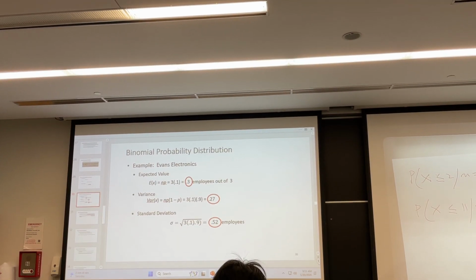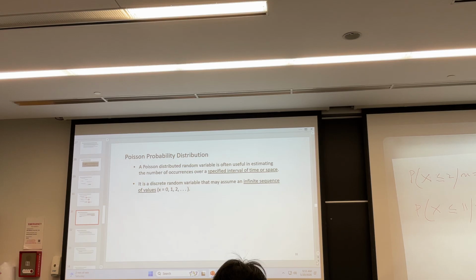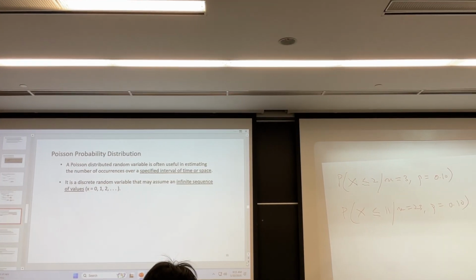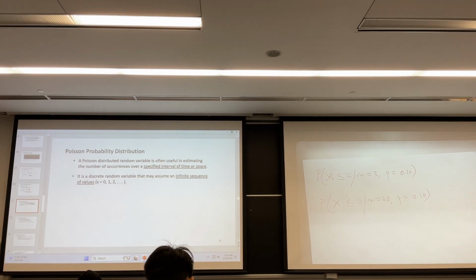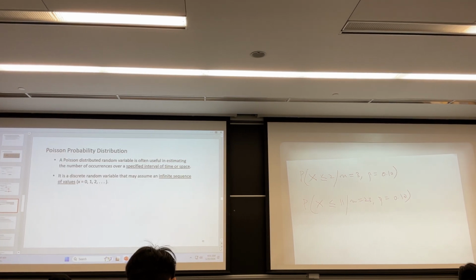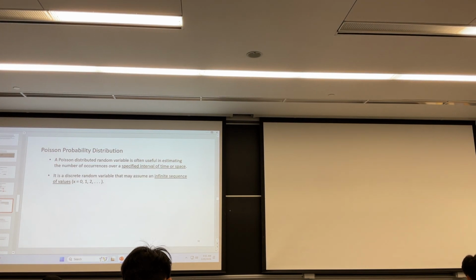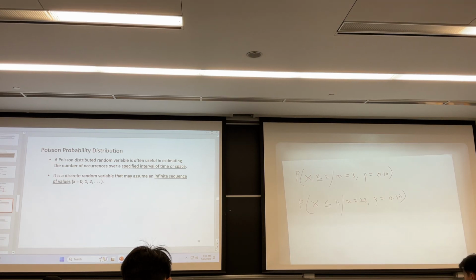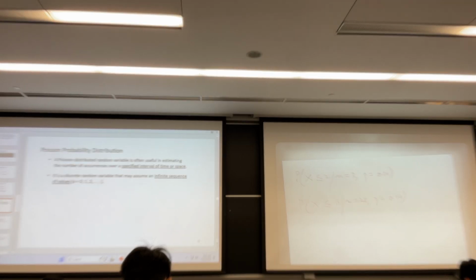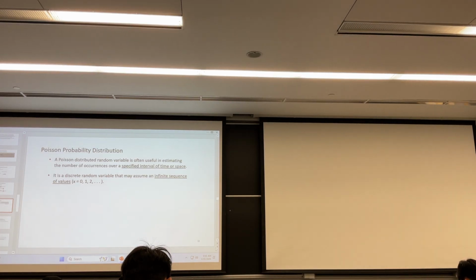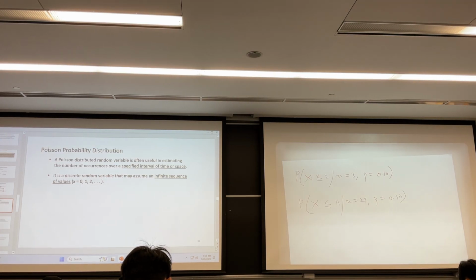Another distribution. In our case, we are just going to be concentrating on binomial, okay? Poisson distribution. Now what is that? It is used when we are looking at, let's say, in 2 kilometers of highway, how many potholes are there?